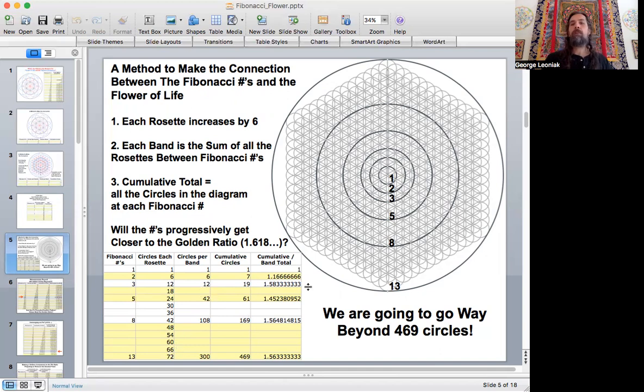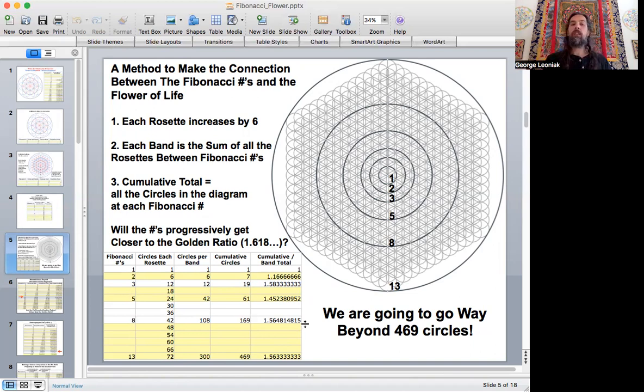And this is the important part, is these bands. So between 8 and 13, all the circles that add up within this band, from the previous band, well, there'd be 300 circles in that band. Now, the total number of that is going to be all the circles that were prior to that, which was at the 8th Fibonacci circle, which was 169. So now our cumulative circle number is 469.